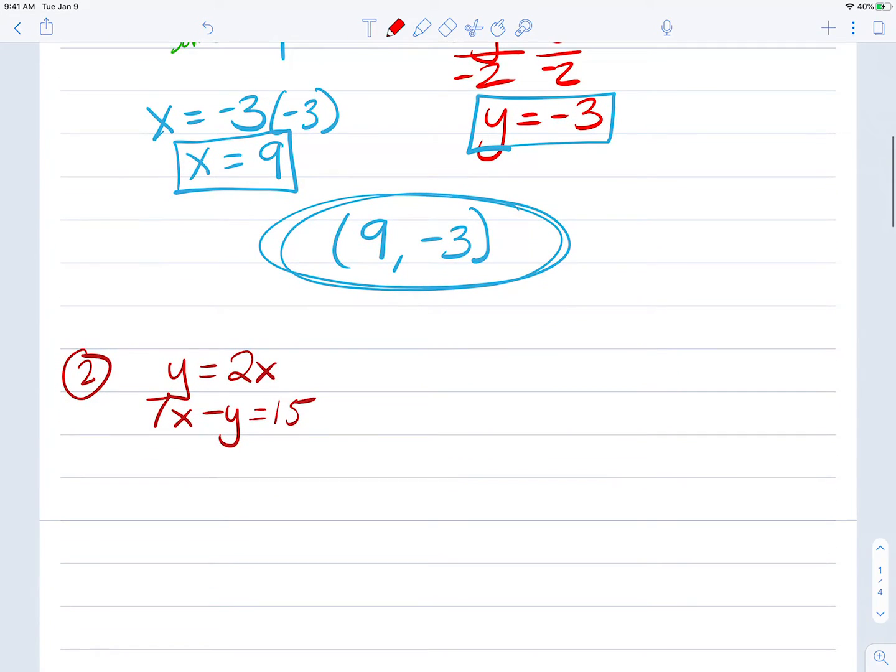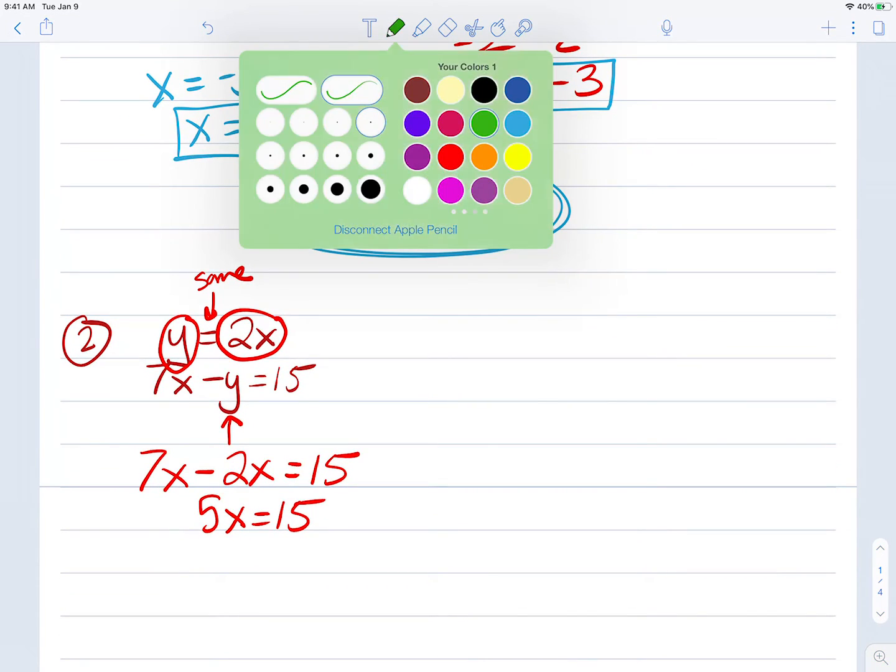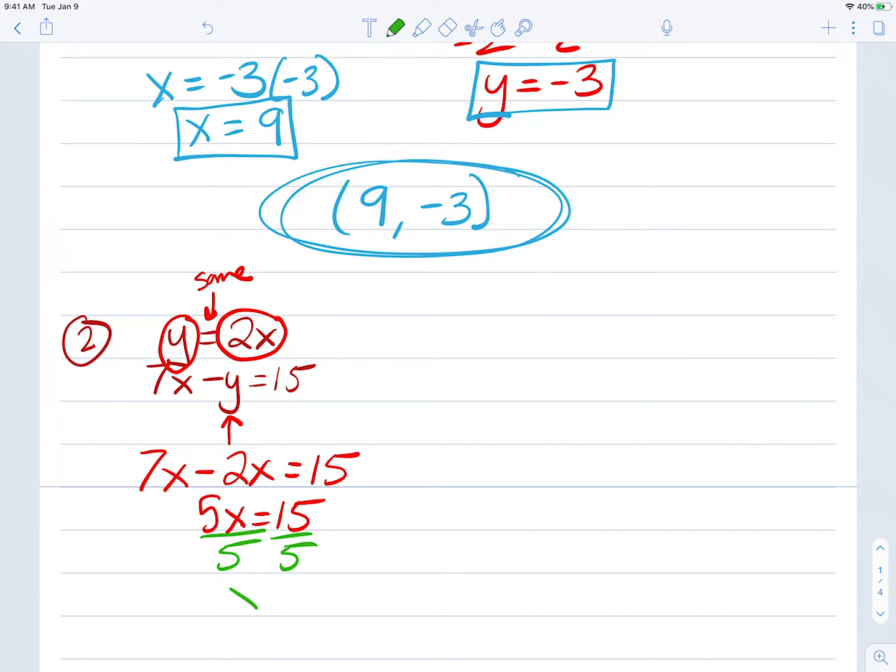Okay, problem number 2. y equals 2x and 7x minus y equals 15. So we have that y is the same as 2x, which means instead of this y right there, we're going to write a 2x. So our problem is going to say 7x minus 2x, it's important that you don't lose that negative, equals 15. Now I can combine like terms. 7x minus 2x is 5x equals 15. I can divide both sides by 5, and I get x equals 3. So I have half of my answer so far.